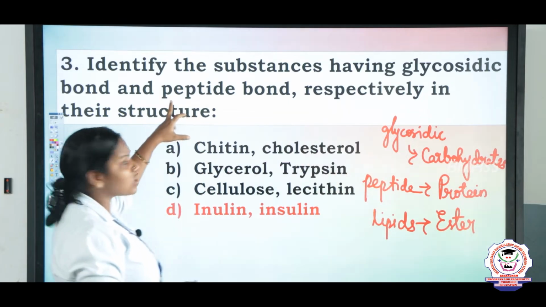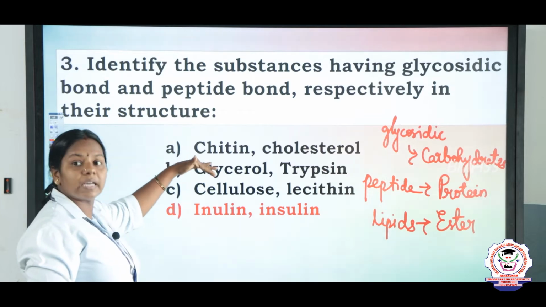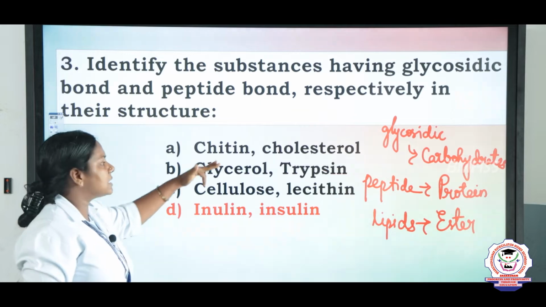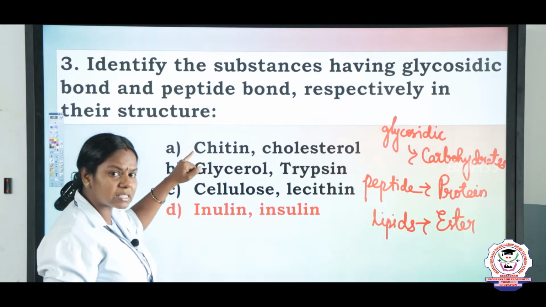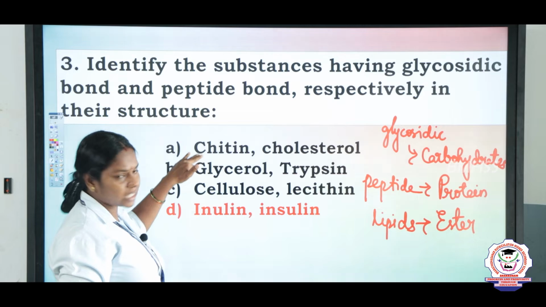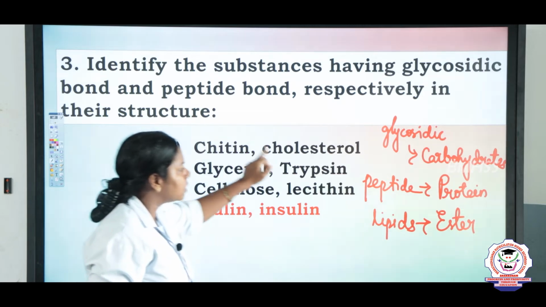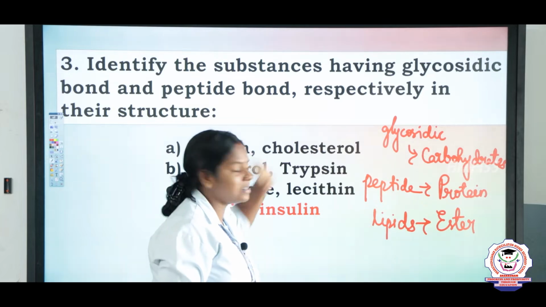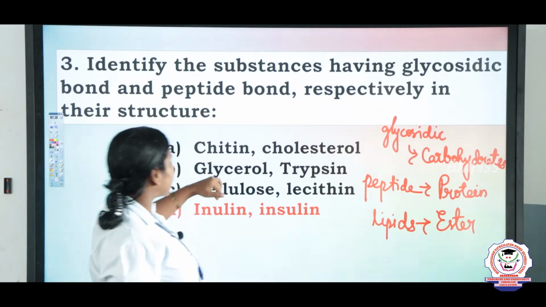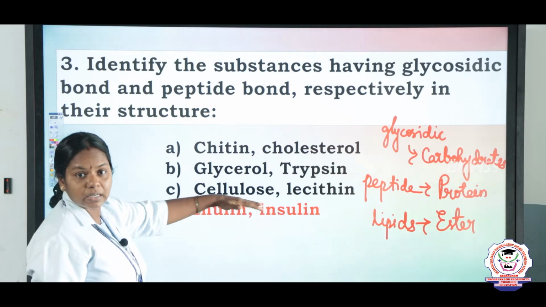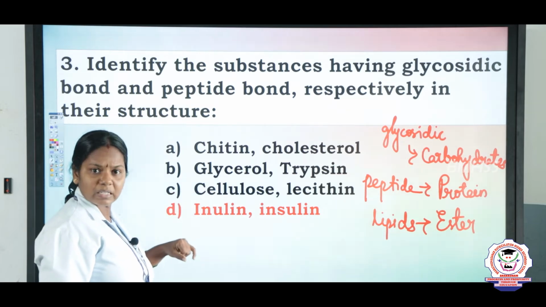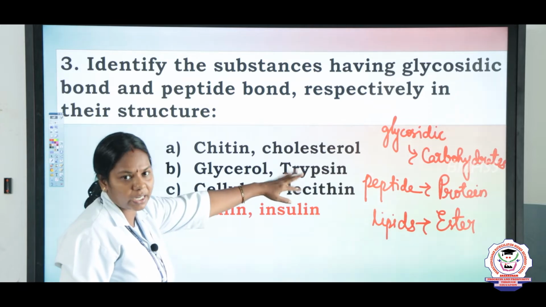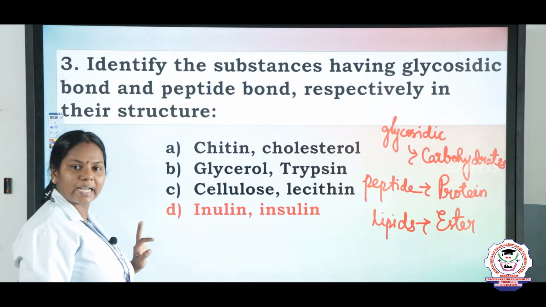What is the question, children? The first should have the glycosidic bond and the second must have the peptide bond. Now chitin and cholesterol. Chitin is a polysaccharide, a carbohydrate, so glycosidic bond. But cholesterol comes under fat, so ester bond. So the first option is not the correct answer. The second option, glycerol and trypsin. Glycerol is a fat, so the bond present is ester bond, and trypsin is a protein, peptide bond. So this is also not a correct answer.